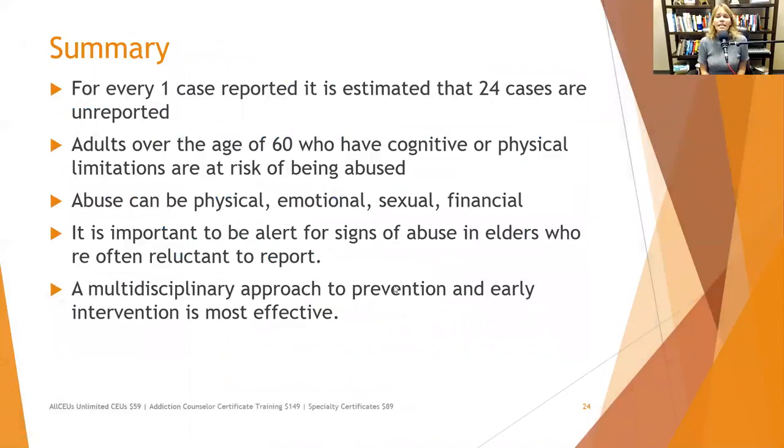So for every one case reported of elder abuse, it's estimated that 24 cases go unreported. Adults over the age of 60 who have cognitive or physical limitations are at greater risk of being abused or neglected. Abuse can be physical, emotional, sexual, or financial. It's important to be alert for signs of abuse in elders who are often reluctant to report. They're not going to come in and say, I've got to tell you this. They're going to hide it. They're going to blame themselves. They're going to say, I shouldn't have done this or whatever.